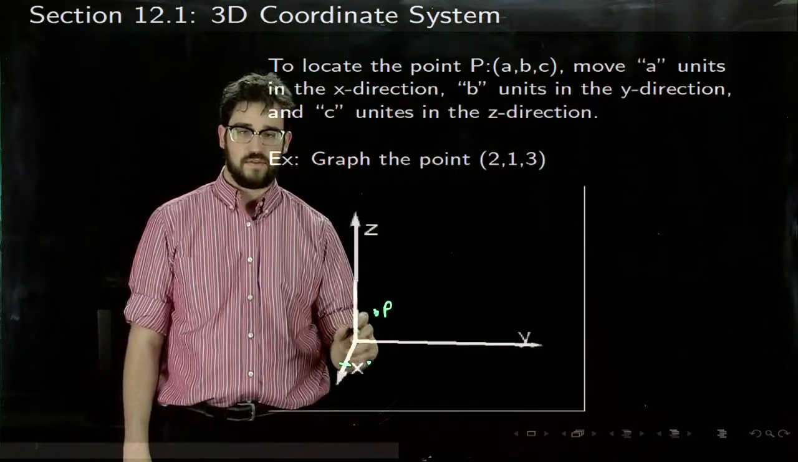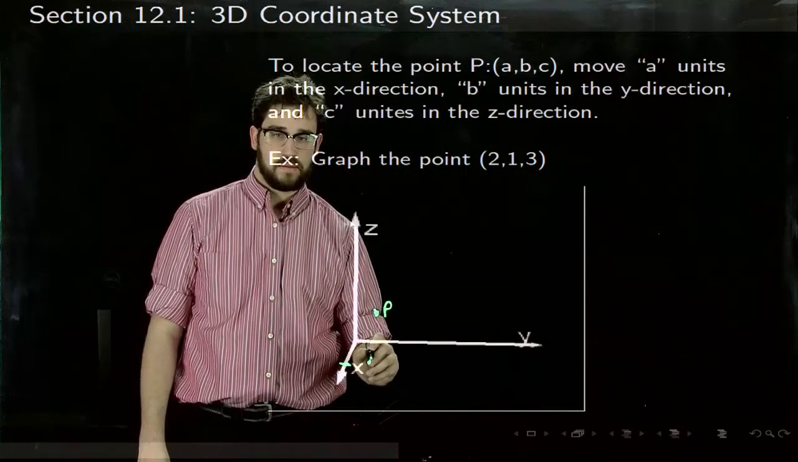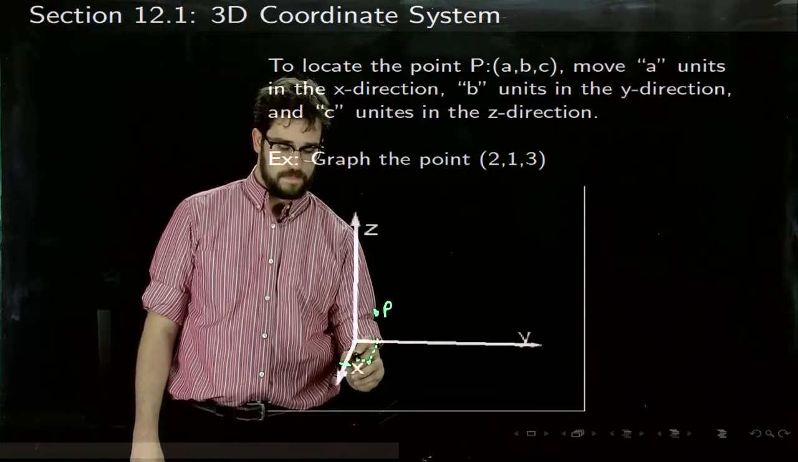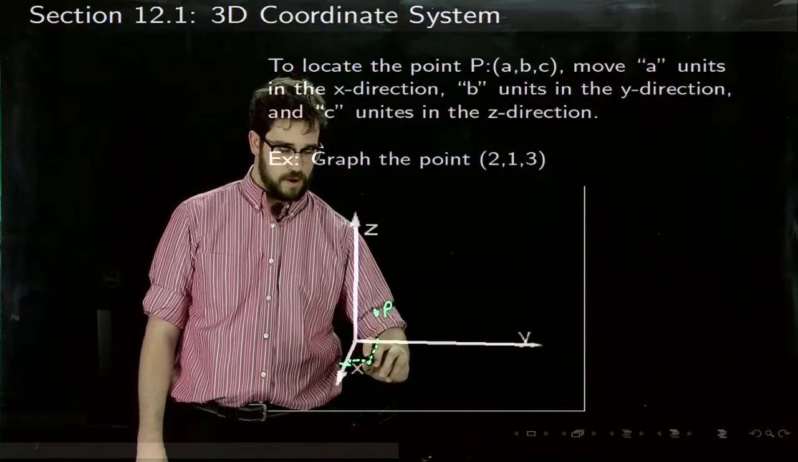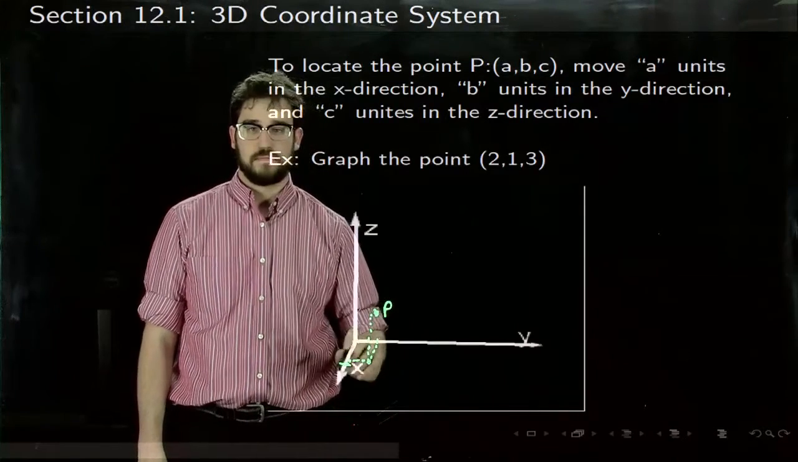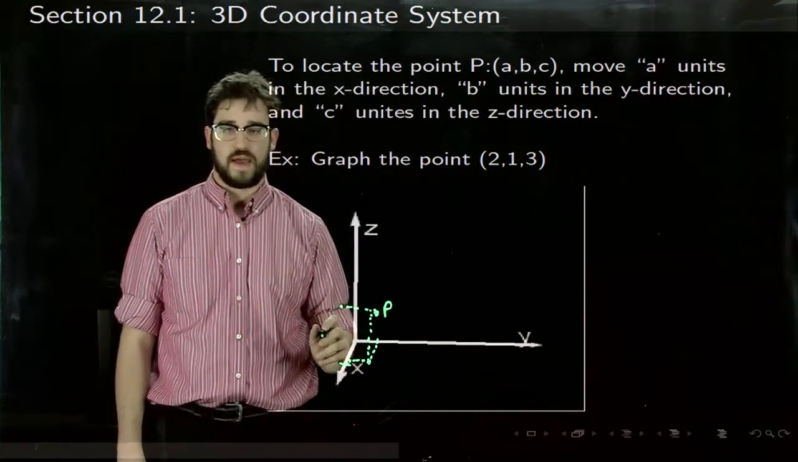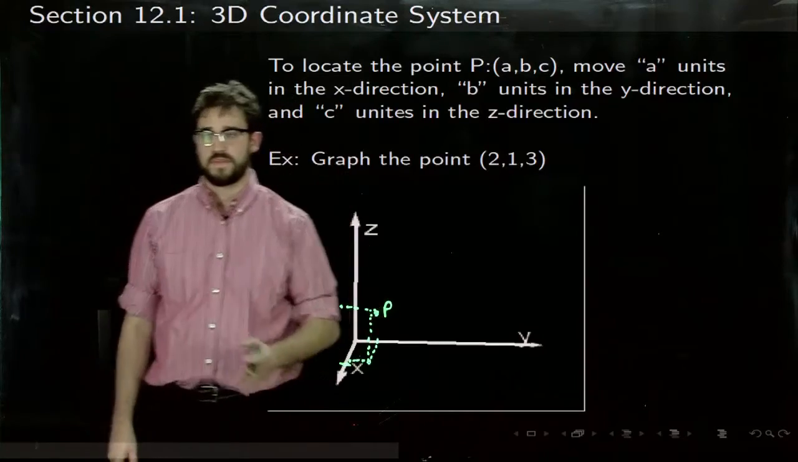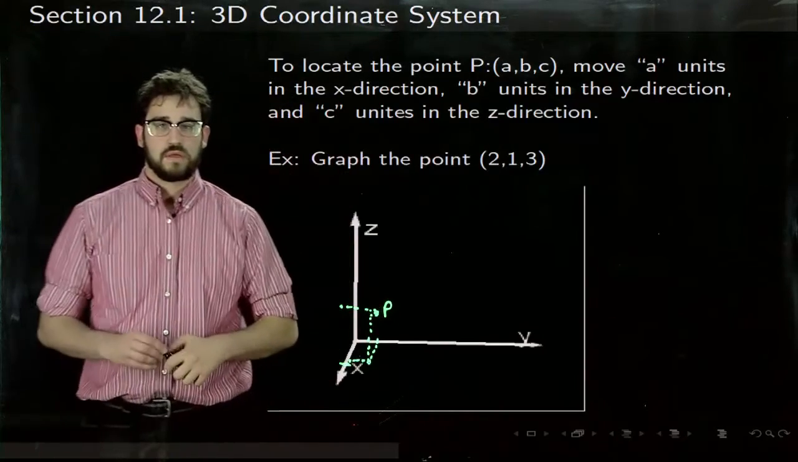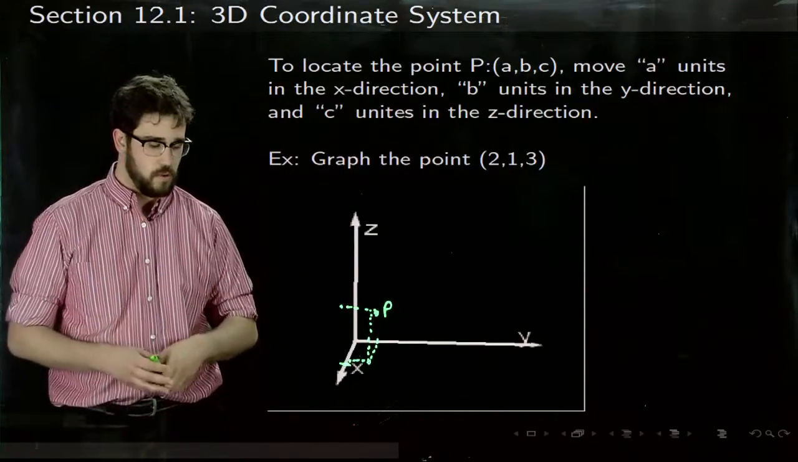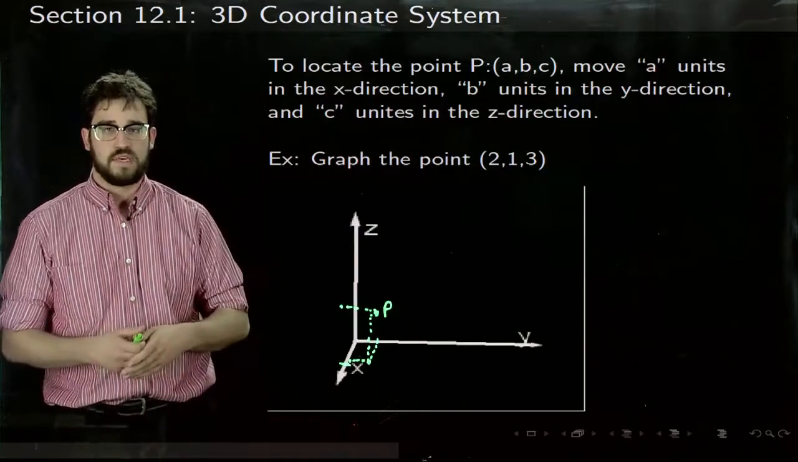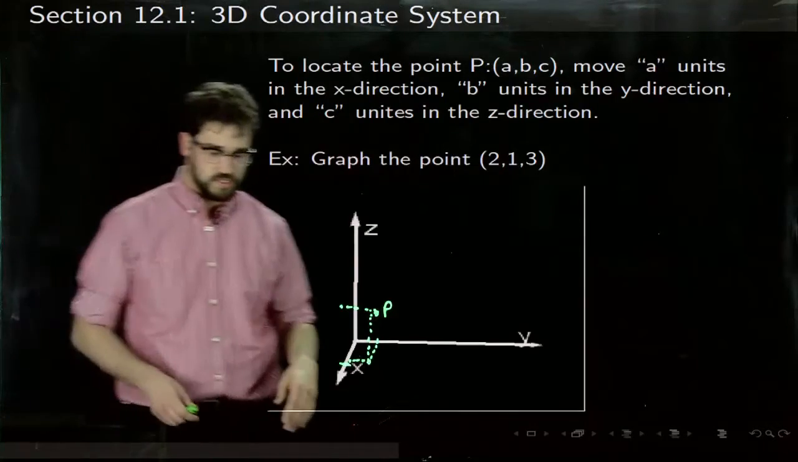You can also think of it as a little box, right? Like that. And then this part is just going up to the P spot. And it can go over like that, or should line up with the z. So that's how you'd graph a singular point on the three-dimensional coordinate system.